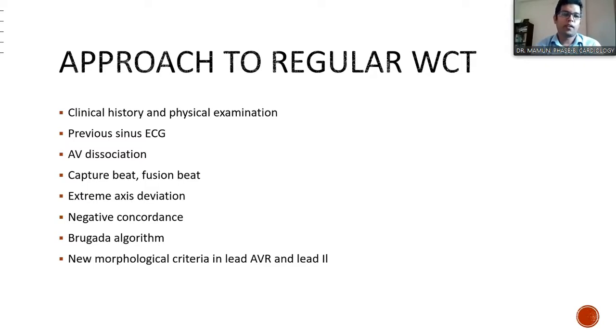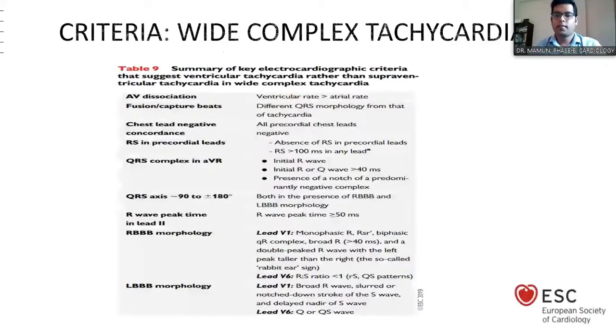And then we look for VT features: capture beat, fusion beat, extreme axis deviation, and negative concordance. We can also apply the Brugada algorithm and new morphological criteria in lead aVR and lead II. This is the ESC 2019 recommendation to diagnose wide complex tachycardia.